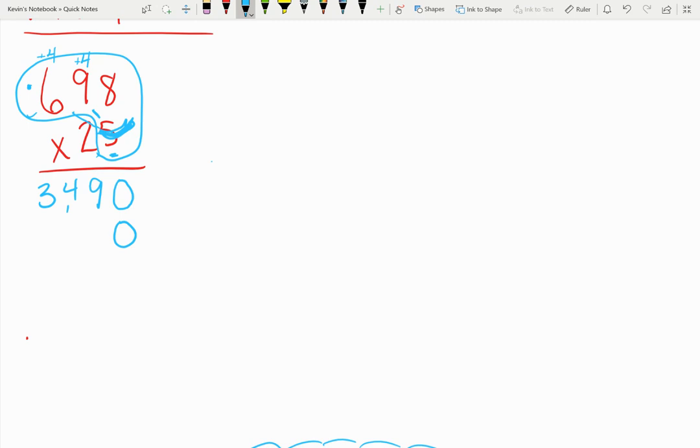Then we're going to go to our second row. So we know 8 times 2 is 16. And don't forget our carryovers from the last problem. You can erase these or mark them out. And we're going to go ahead and carry our 1 over. We're going to do 9 times 2 is 18, plus the 1, 19. Carry the 1 over. And then we have 2 times 6 is 12, plus the 1, 13.